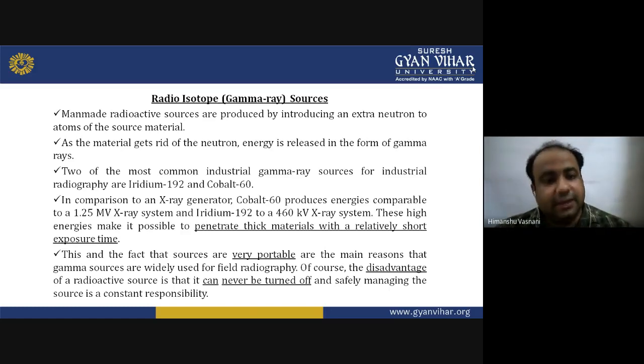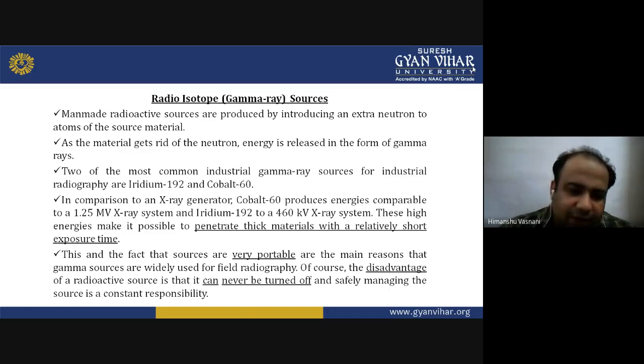This, and the fact that sources are very portable, are the main reasons that gamma sources are widely used for field radiography. Because of the portability of these sources, they are widely used for field radiography.